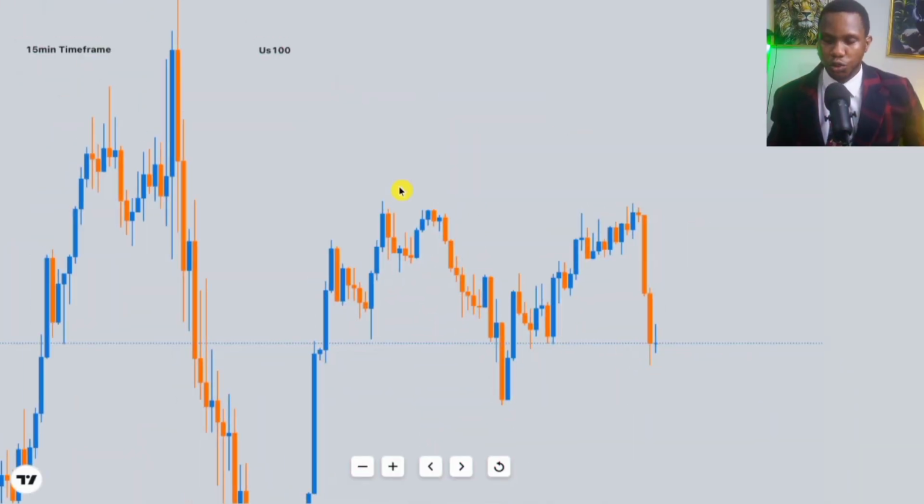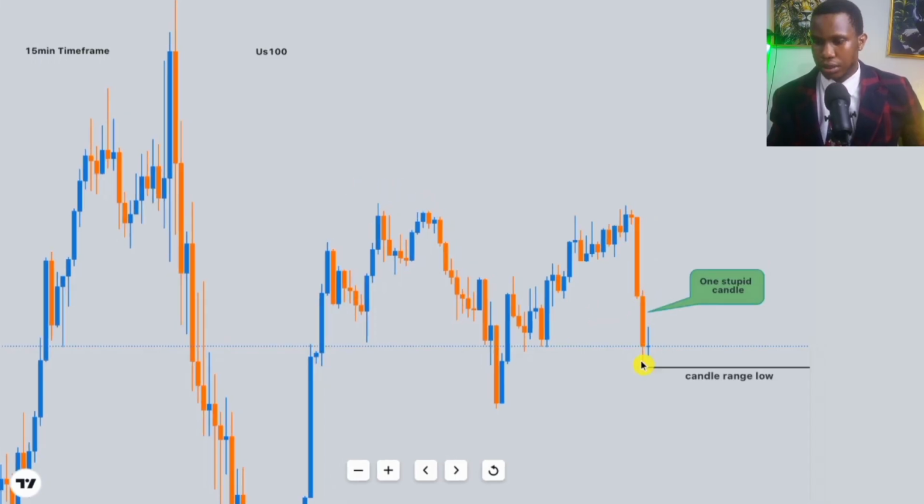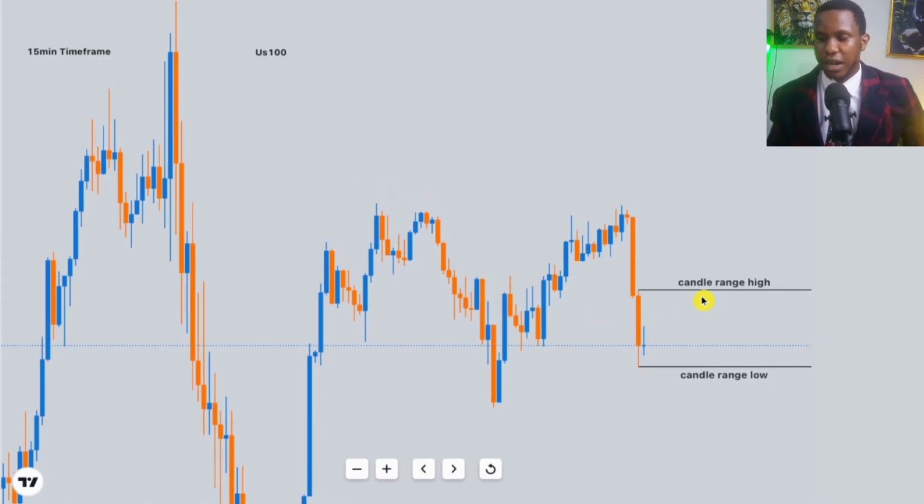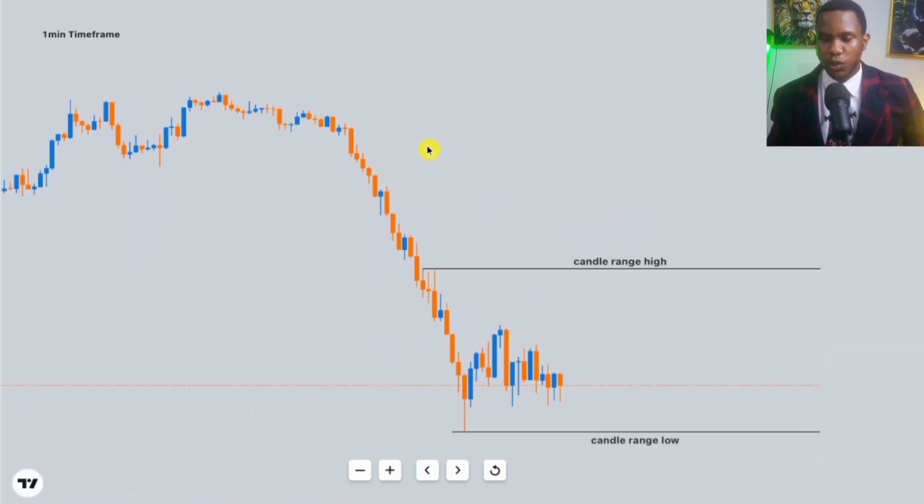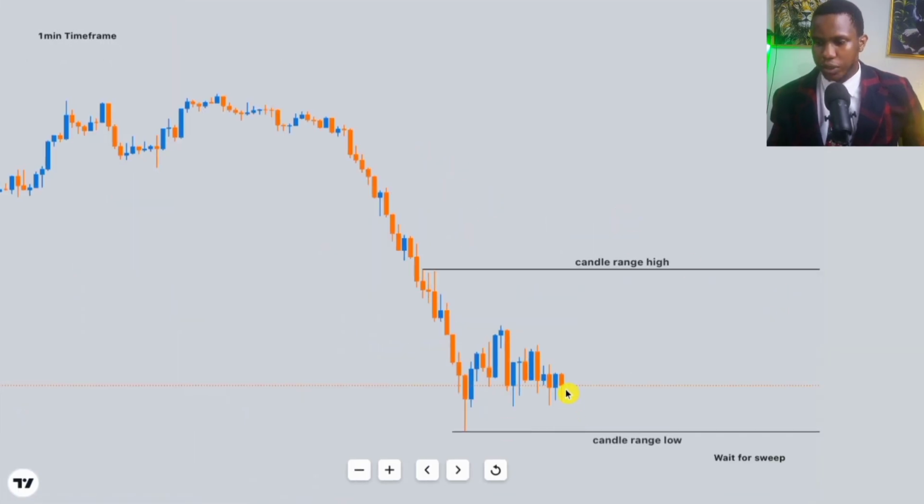This is US 100, the 15 minutes time frame. This is my one stupid candle. This is my candle range low. This is my candle range high. I move to the 1 minute time frame and we wait for a sweep.